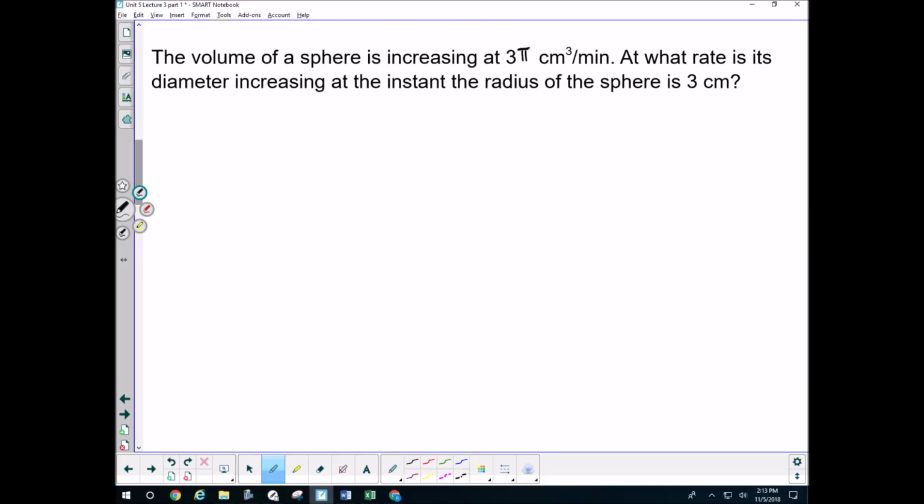Next one, very similar, but again, it's with spheres, so I would give you some formula. The volume of a sphere is 4/3 pi r cubed. The question is, at what rate is the diameter increasing at the instant the radius of the sphere is 3 centimeters? Go ahead and try that. This is very similar to the last one.